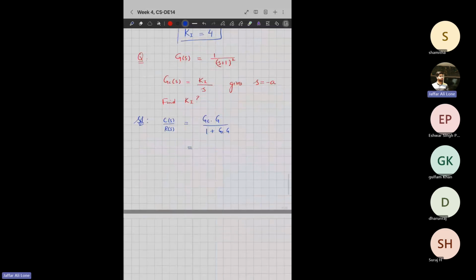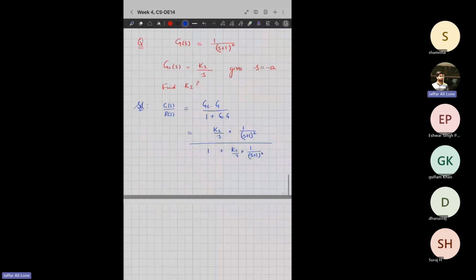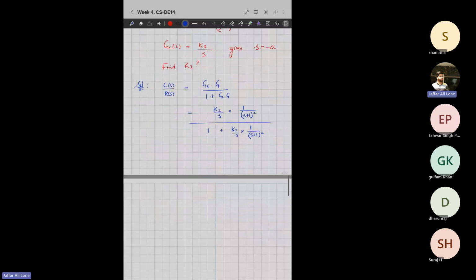Now let's put in the values. Only the integral controller is being used. So it will be Ki over S into 1 divided by S plus 1 whole square, whole divided by 1 plus Ki by S into 1 divided by S plus 1 whole square. Just solve it a bit. What we will get is Ki over S into S plus 1 square plus Ki. So you get something like this. Now let's go to the question.